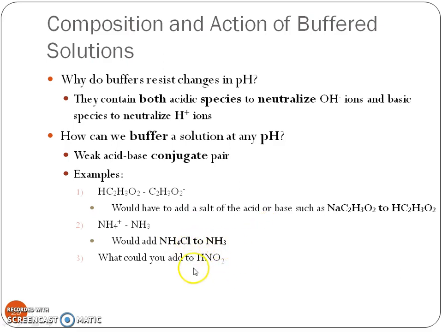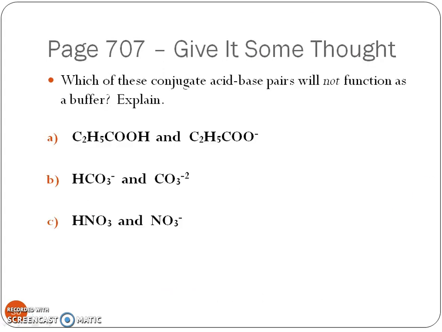So if we look at something like this, what could you possibly add to a weak acid of HNO2? Well, think about this. You need some kind of salt or some kind of ionic compound that has that NO2- polyatomic ion in it, and that would be that common ion. So something like sodium nitrite or potassium nitrite or lithium nitrite. Then you would have a nice buffer solution. So pause the video and see if you can come up with the answer.